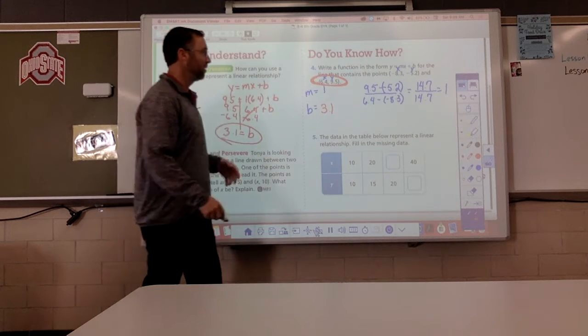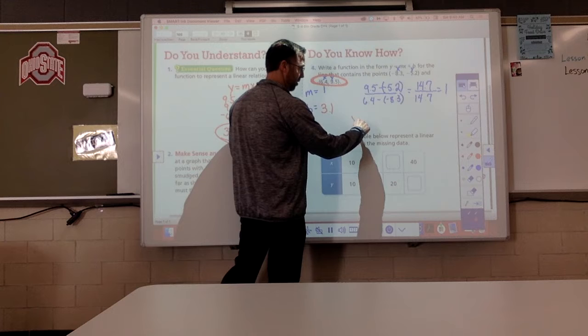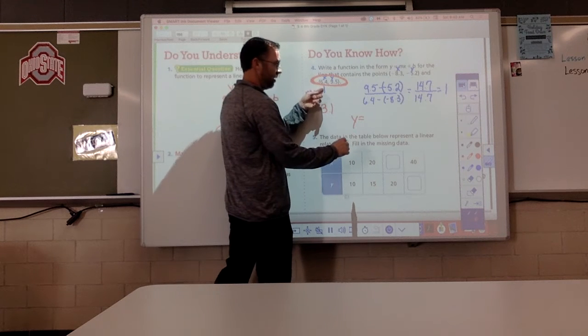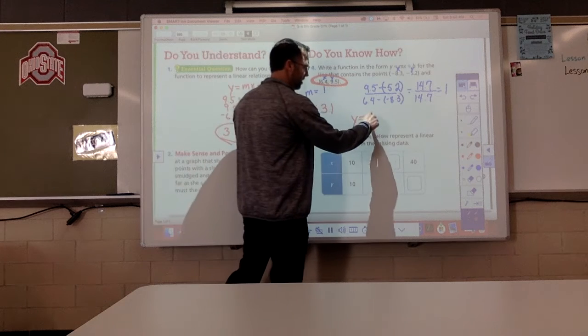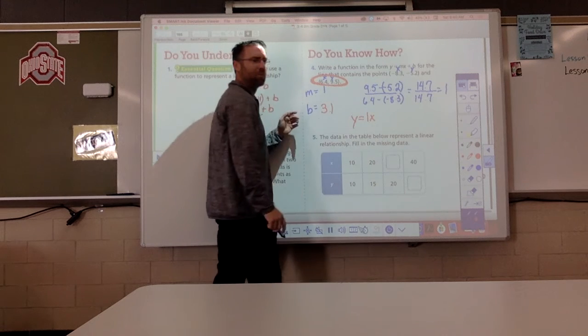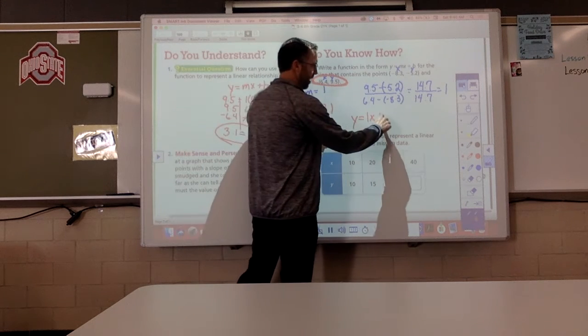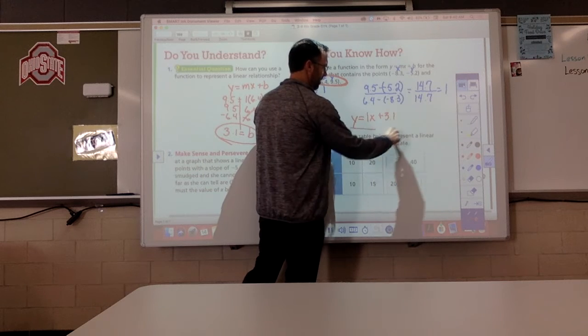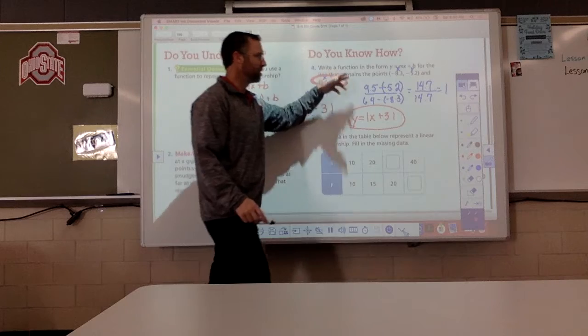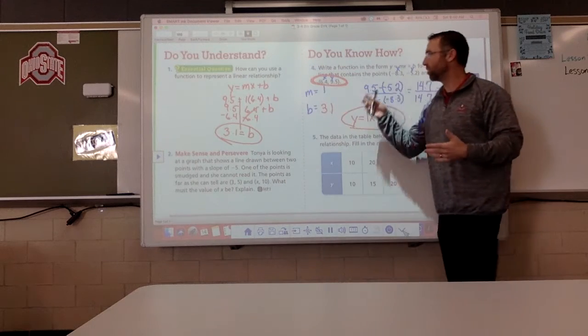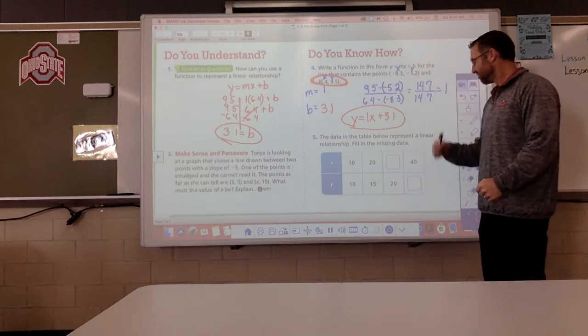Now, put it in y equals mx plus b. Y equals m. Do we have to put that 1 there? You can. All right, well, let's just do it. I don't care. Okay? Add in a 3 1/10. There you go. There's your function that represents the line that would go through these 2 points.